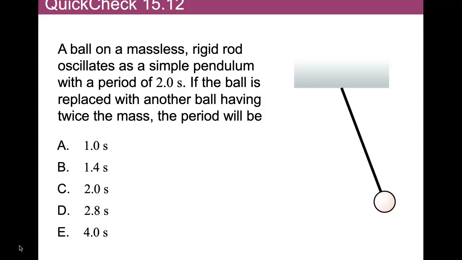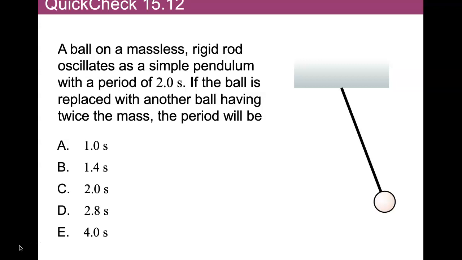Okay, so let's practice a little bit with this thing that we derived. It says a ball on a massless rigid rod oscillates as a simple pendulum with a period of 2 seconds. If the ball is replaced with another ball having twice the mass, the period will be what? So think for a few seconds and we come back.